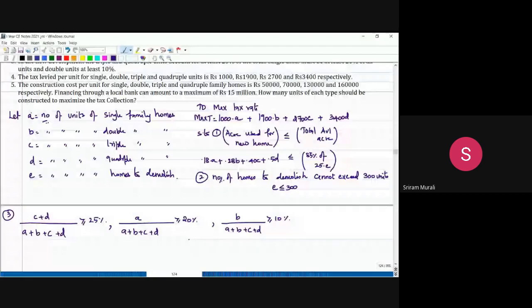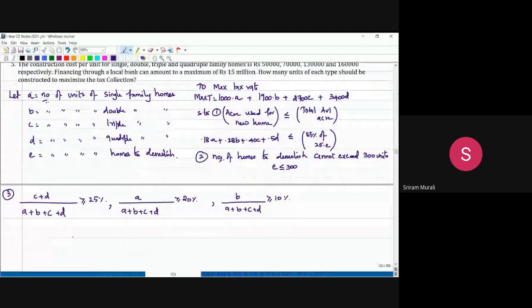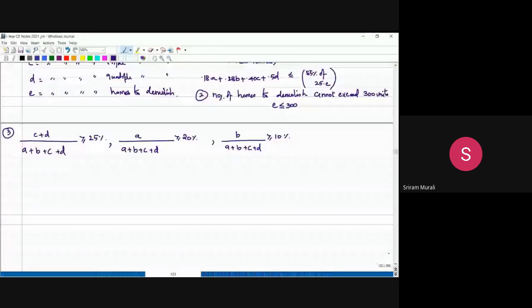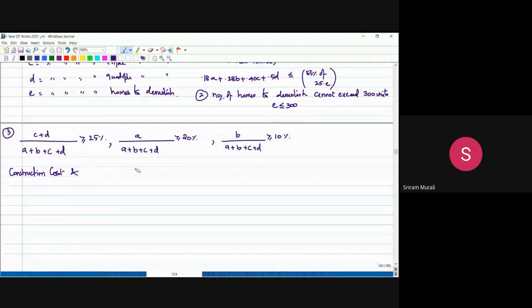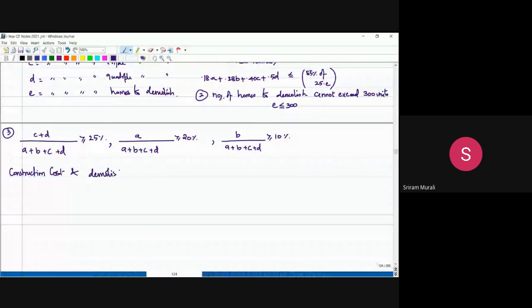Construction cost and demolition cost should be within my 15 million. Construction cost and demolition cost should be within the given available fund. So construction cost and demolition cost should be within the available budget. The available budget is 15 million.